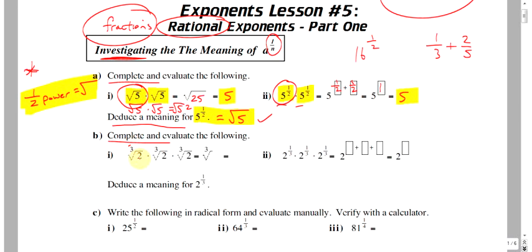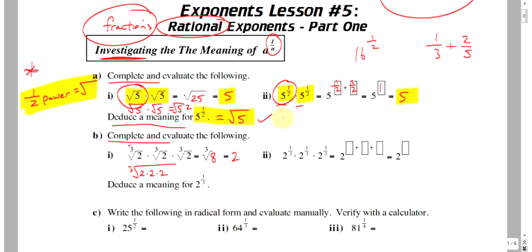Cube root of 2 times the cube root of 2 times the cube root of 2. Can I join those all together and say that's the cube root of 2 times 2 times 2? We learned this law in radicals. Yes, we can do that. We can join them all together. What's 2 times 2 times 2? And who's memorized what's the cube root of 8? Yeah, it's 2. What do I multiply by itself 3 times to give me 8? It's 2.